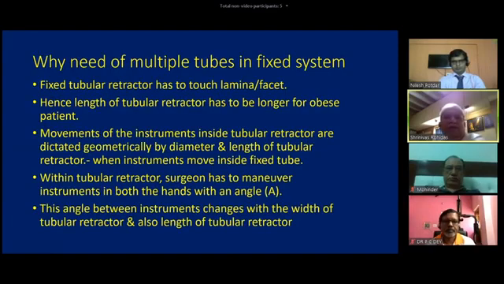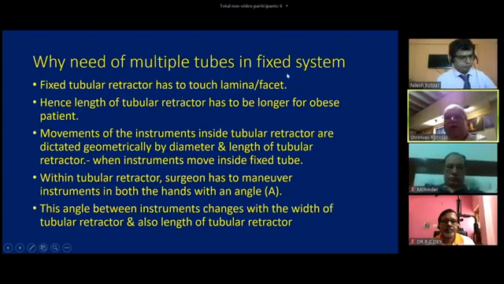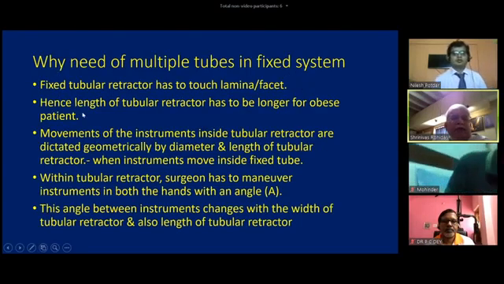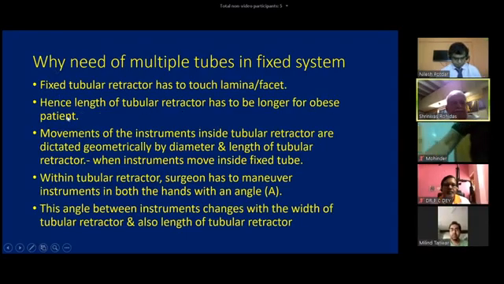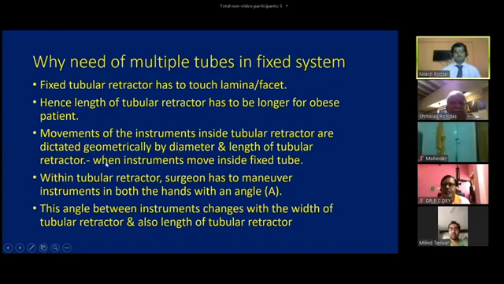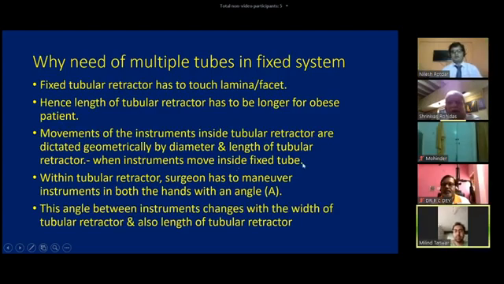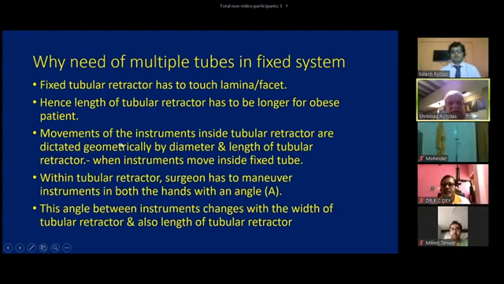Now, in the fixed tubular retractor, we have multiple tubes, and in the mobile tubular retractor, we have only one tube. Same with the Dr. Son's technique. Now, the basic is the fixed tubular retractor has to touch the lamina or the facet. Hence, the length of the tubular retractor has to be longer for obese patients. Movements of the instrument inside the tubular retractor are dictated geometrically by diameter and length of the tubular retractor. When instruments move inside the fixed tube, this is important.